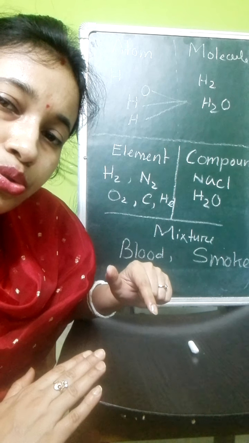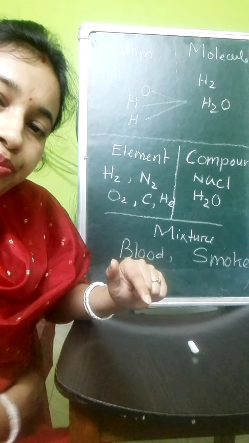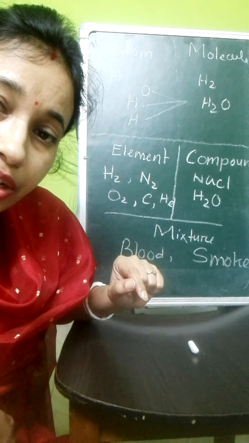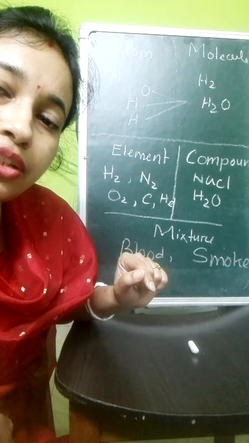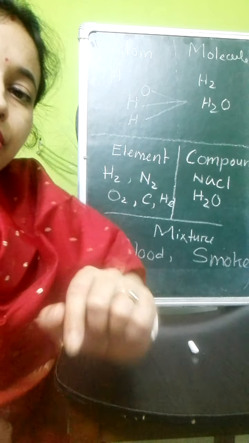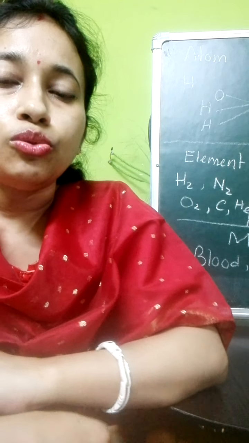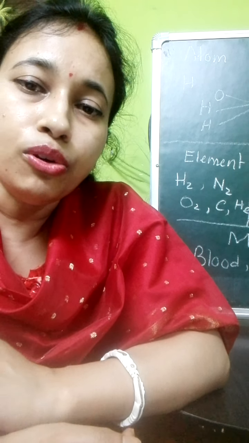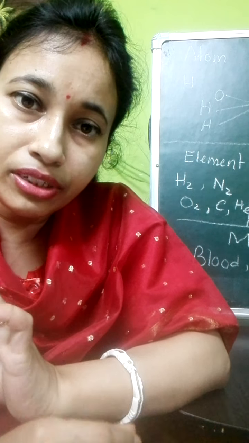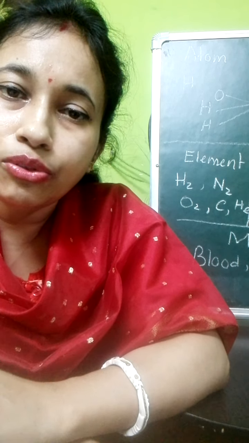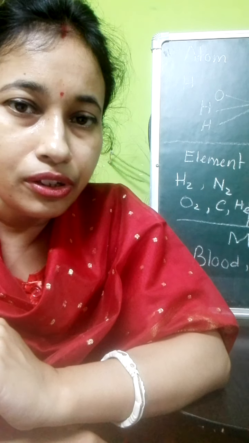Some elements got symbols from their scientific name. For example, sodium, its scientific name is natrium, so its symbol is Na. So you have a chart in your book where symbols are written. You'll have to learn from there. Some symbols I will give you, those which are not in the book.